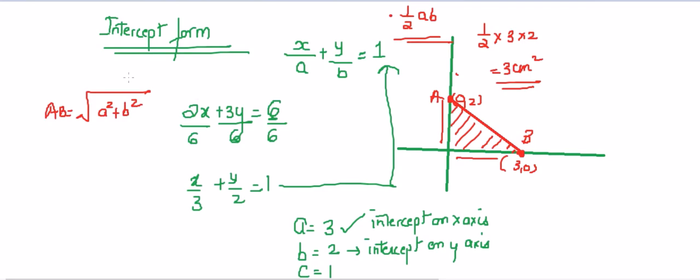Now let me see one question. The question says the equation of a line is given as 3x plus 2y is equal to 12, and you need to find the area under this straight line. The very first thing is we need to find the coordinates, or the intercepts, so let me convert this into intercept form. Dividing both sides by 12, you'll get x over 4 plus y over 6 is equal to 1.